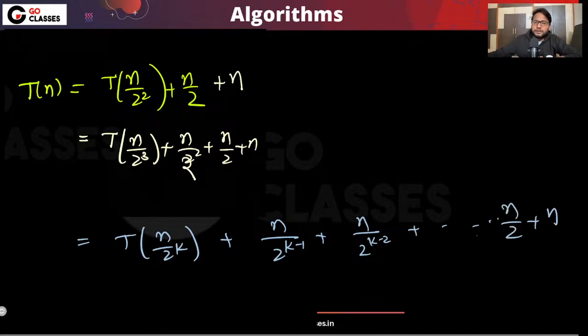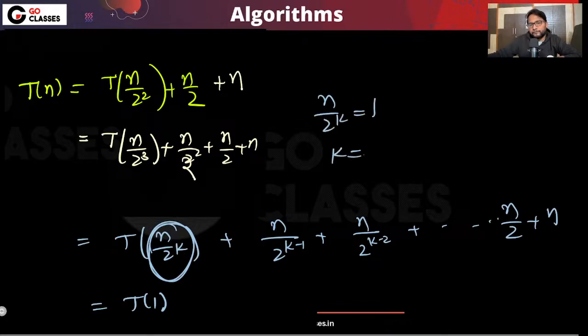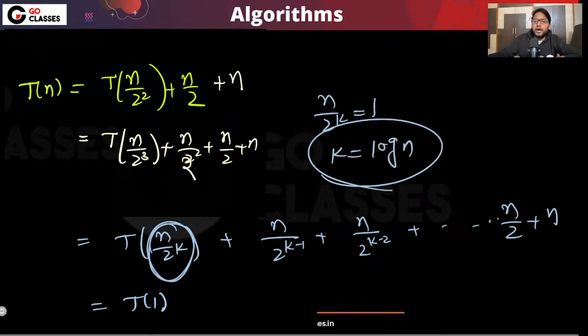Now you observe one thing: I am assuming this to be 1, which means I am assuming that n upon 2 power k is 1, which means k is log n. Now if this is going to be 1, then the series will be n plus n by 2 plus n upon 2 cube plus ... till 1, right? So now can you tell me what is the answer here?